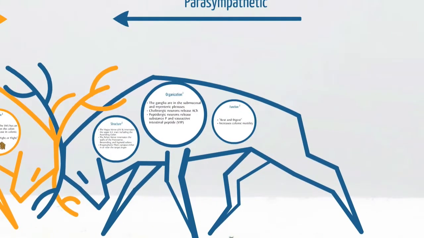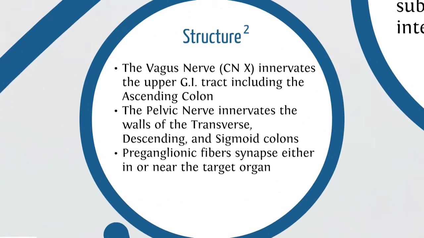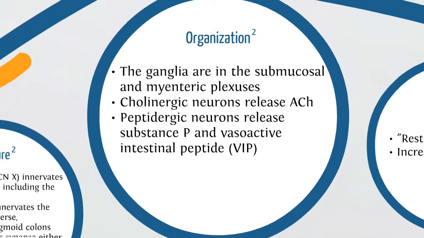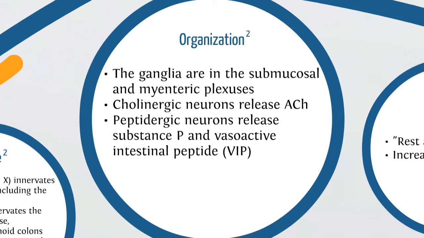And now onto the parasympathetic nervous system. The vagus nerve innervates most of the GI tract, including the ascending colon. The pelvic nerve innervates the rest of the colon distal to the ascending portion. Preganglionic fibers synapse either in or near the target organ. The ganglia are located in the submucosal plexus and myenteric plexuses.